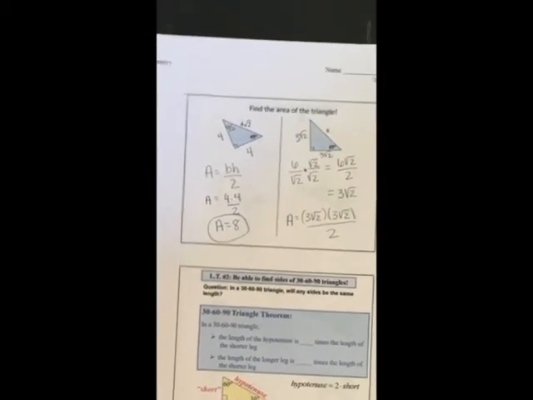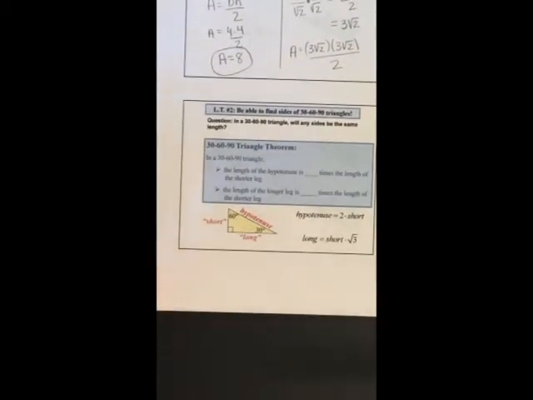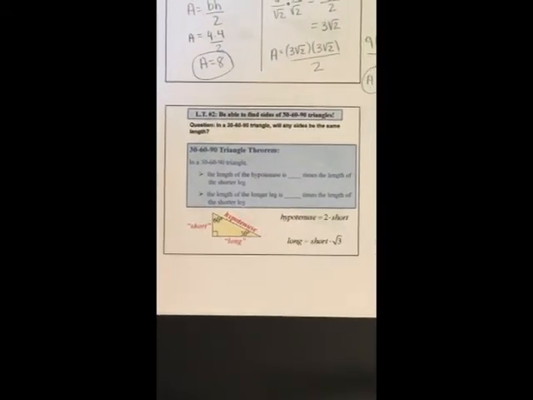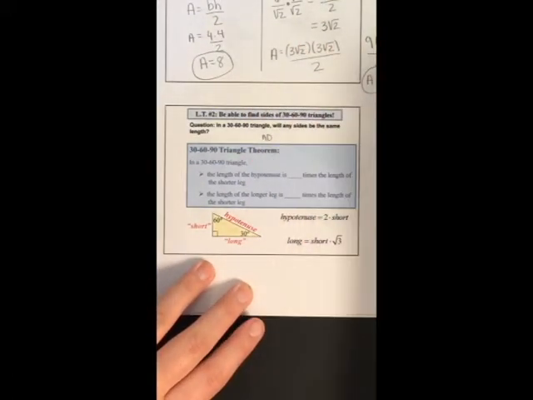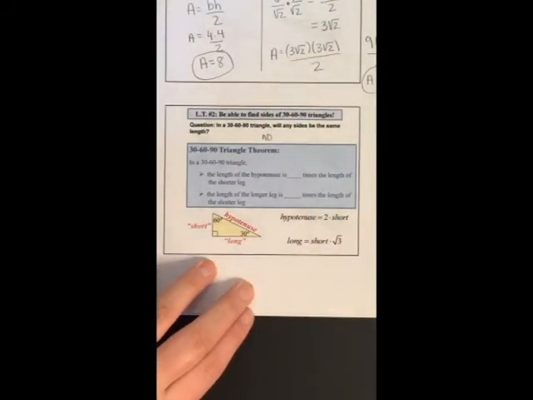All right, moving on to 30, 60, 90s. So the 45, 45, 90s are definitely the easier of the two. 30, 60, 90 triangles are a little bit more involved. So in a 30, 60, 90 triangle, will any of the sides be the same length? The answer is no, because if all the angles are different, then all the sides are going to be different.